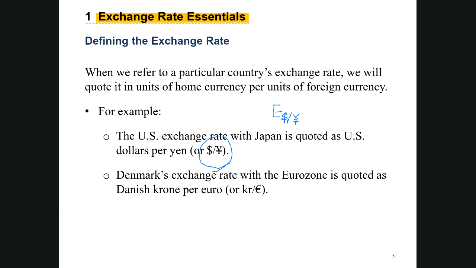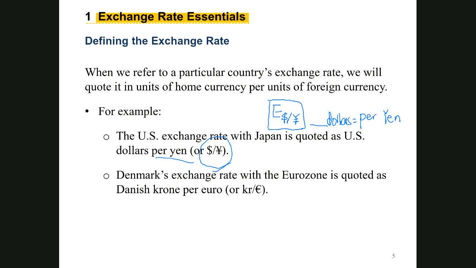Yeah, thank you. If you write an exchange rate in this format, what does it mean? It means if I want to exchange for 1 Japanese yen, how much US dollar I have to pay up, right? So the example here is a US exchange rate with Japan, called US dollar per yen.